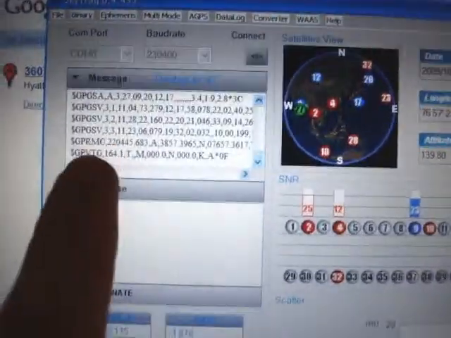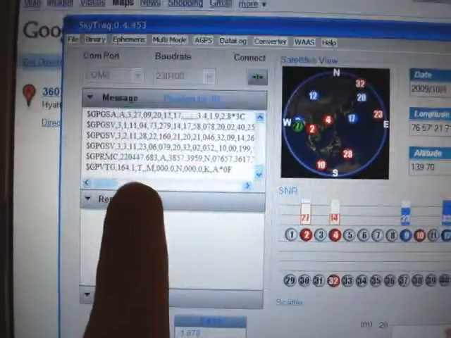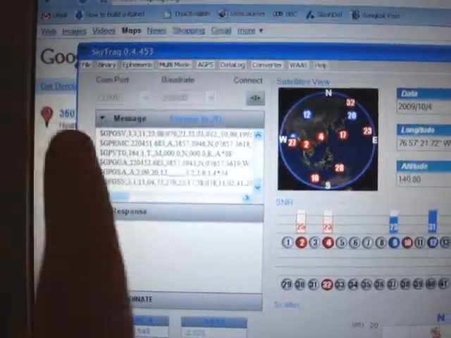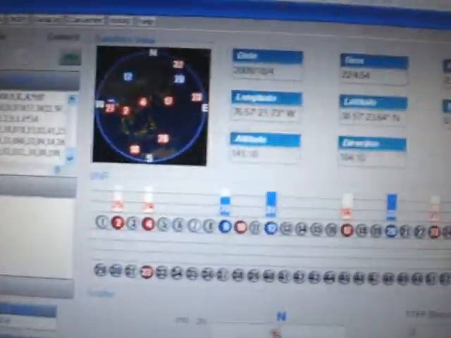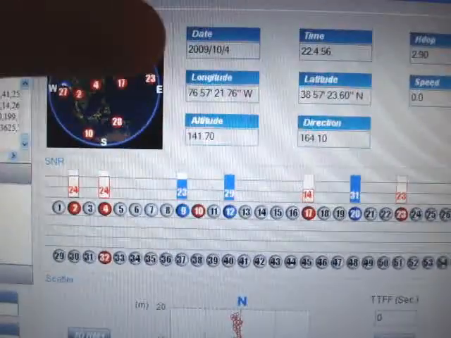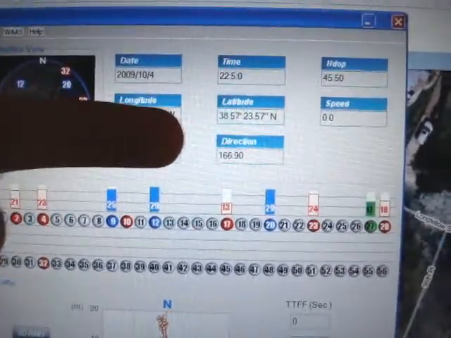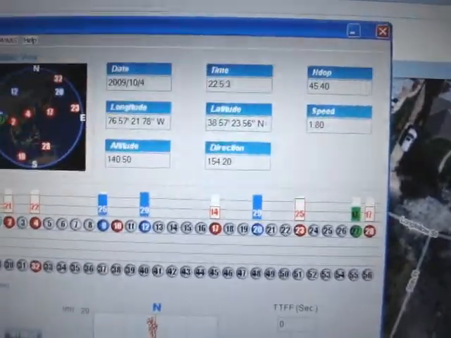What you see here is the serial data as it's coming out, as it's being read out. It's kind of complicated looking, but this program called SkyTrak interprets it and takes out the important data, such as the date, the longitude, altitude, the time, the latitude, direction, speed, etc.